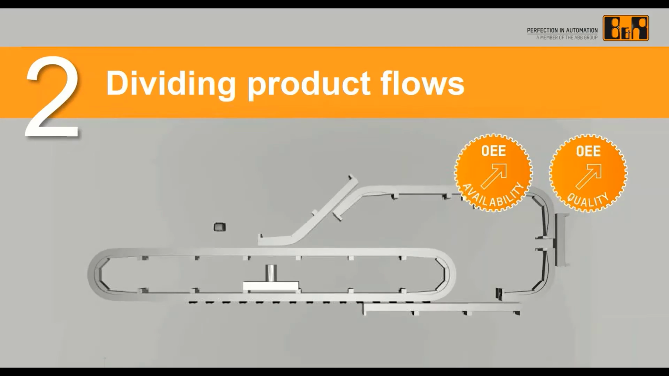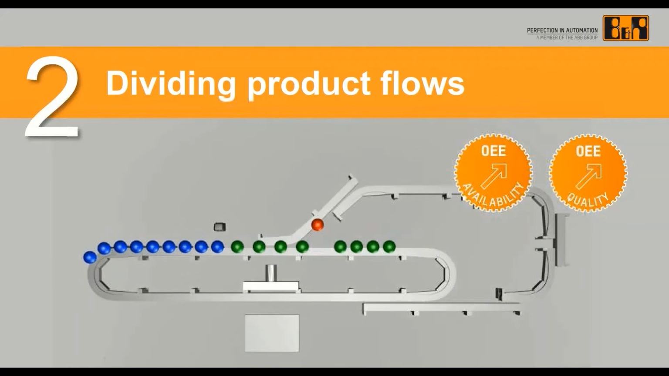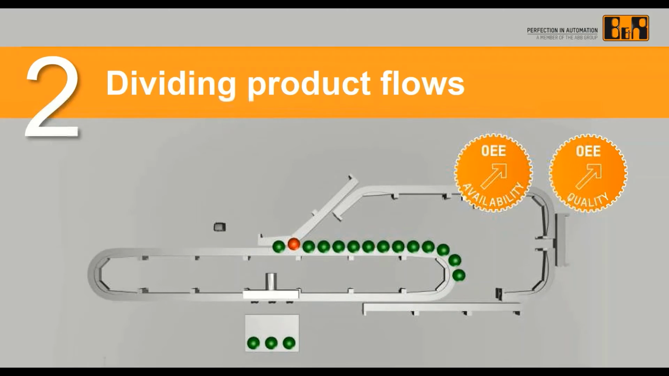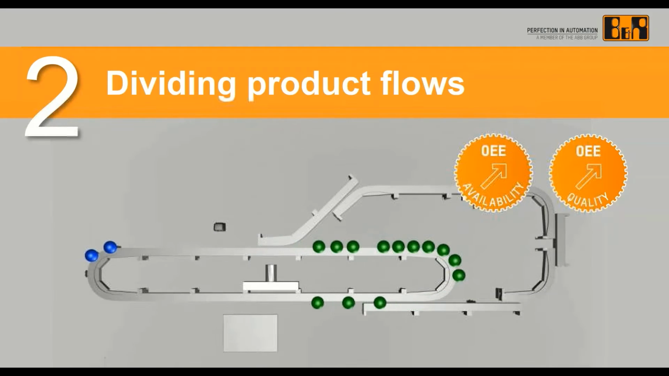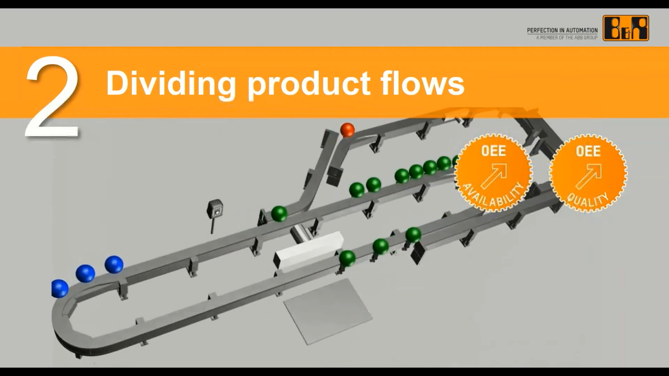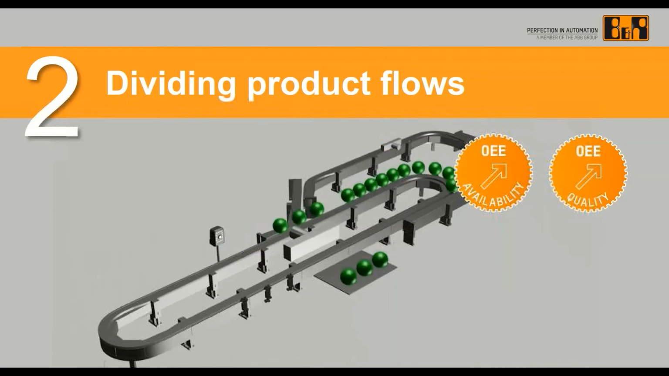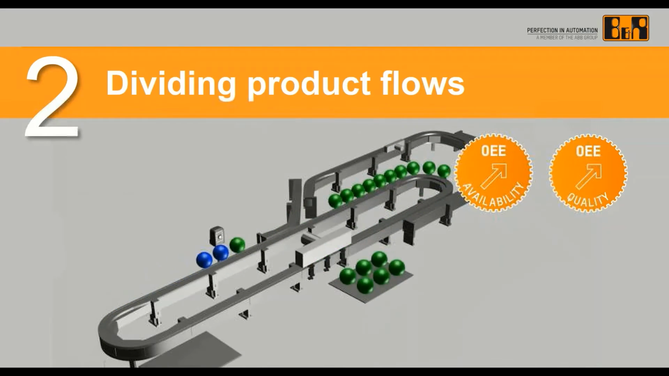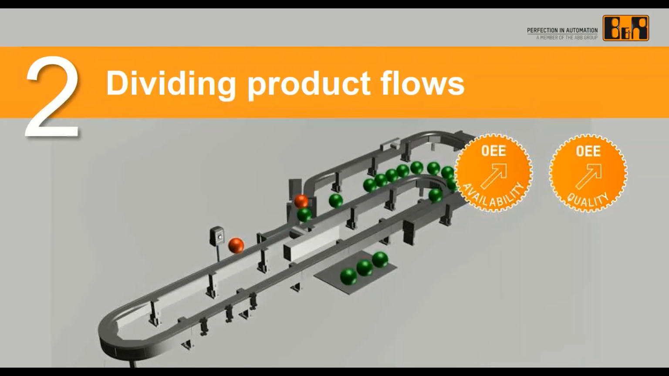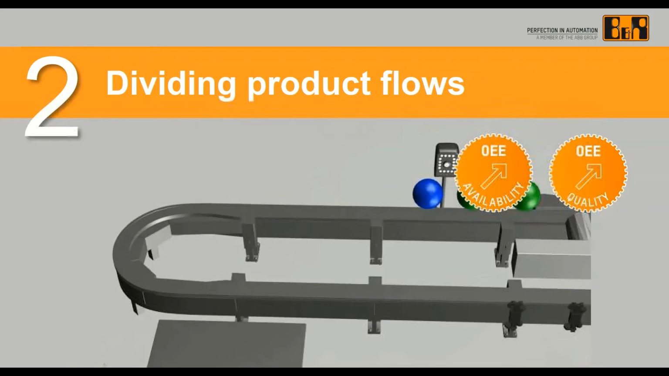Another example would be dividing product flows. So in this example here, we have an integrated camera that's looking at every product as it comes through the track. And we could be detecting, for example, quality issues, or maybe certain products that need to go back and be reworked. Those can be identified, and those can be divided from the standard product flow, so they're no longer taking up space or process points in the process.